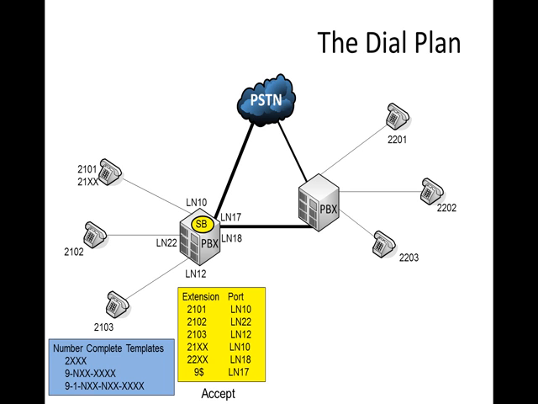So what I'm going to do is define when the switch, which is always watching these lines, starts receiving digits, what a complete number looks like. In this case, when I receive 2 followed by 3 digits, that's a complete number. Okay, when I see 9 followed by 2 through 9 followed by 6 other digits, that's a complete number, and so on and so forth. What do I mean by complete number? It means I can make a routing decision on it. I've given the switch enough information now to correctly route that call.